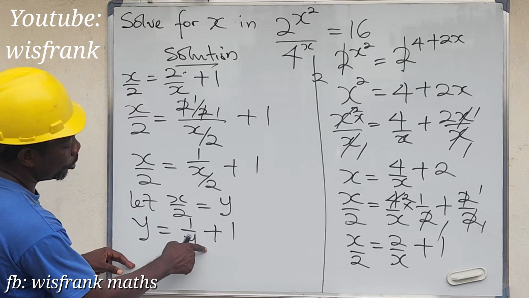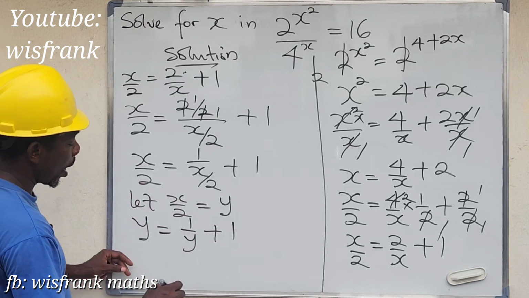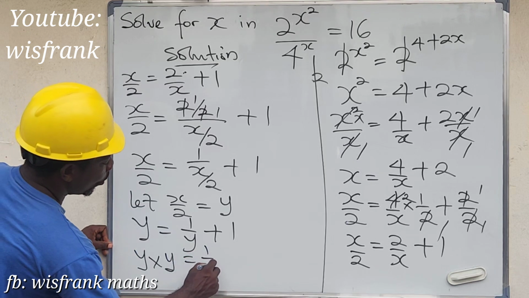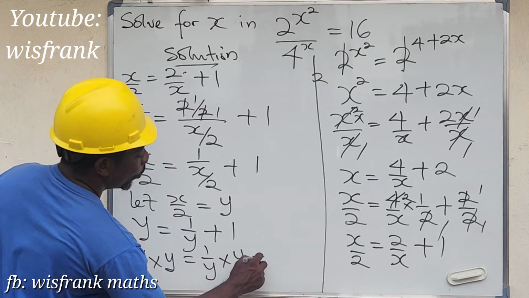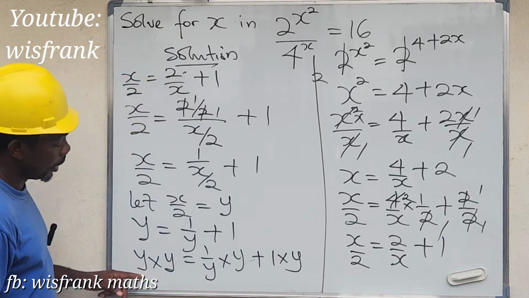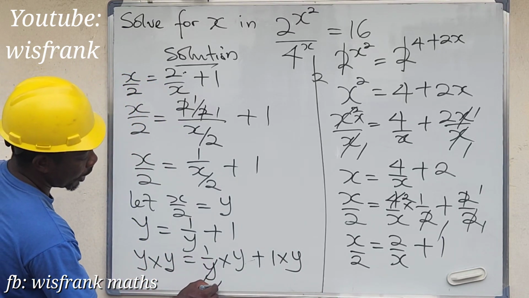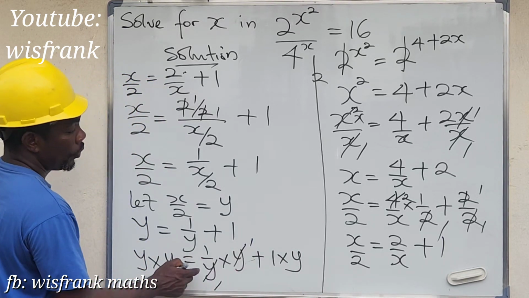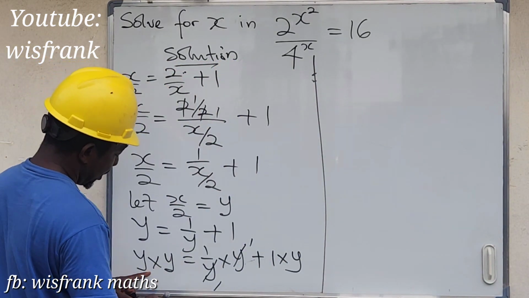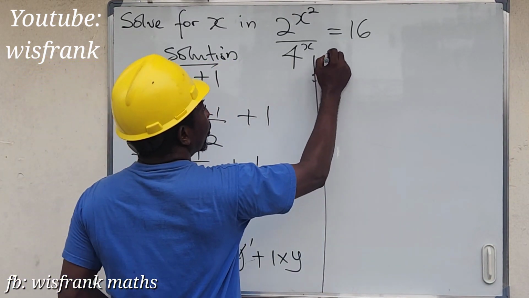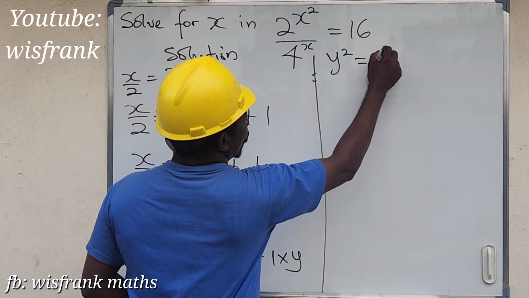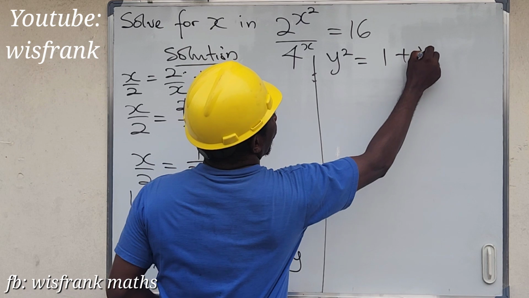Here we can multiply all through by y. So it's going to be y times y equals 1 all over y times y plus 1 times y. The y cancels here and the y cancels here. So we need to clean this. We are now left with y times y, which is y squared, equals 1 plus y.